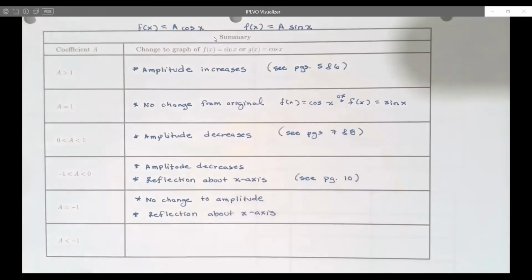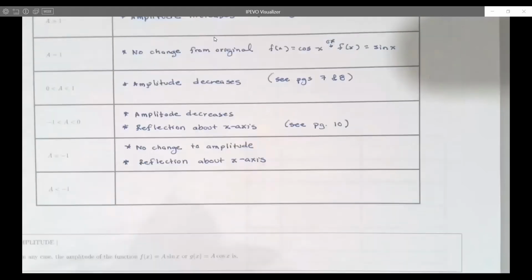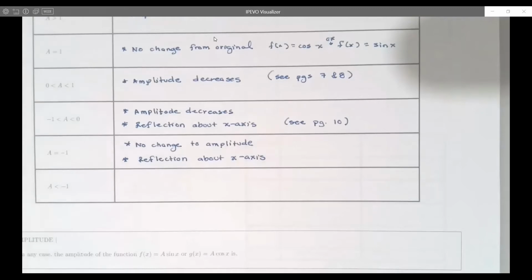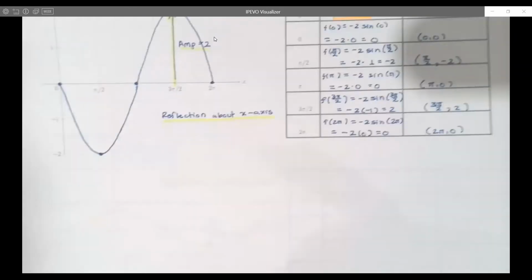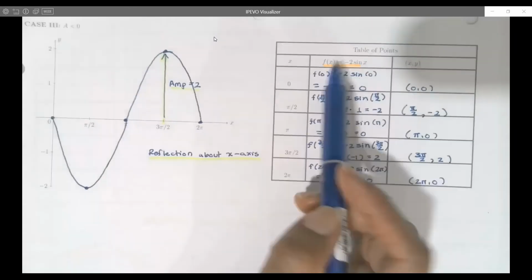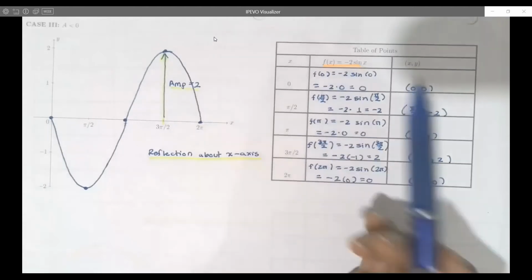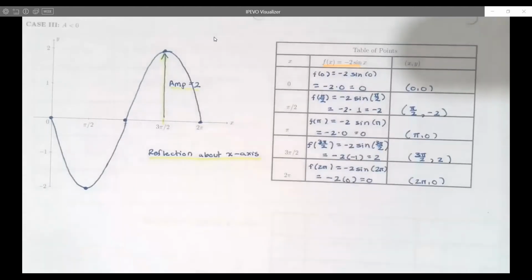All right. And what if it's less than -1? That's actually the tricky part. Let's go back to page 9. Here's the example we had on page 9, where we had -2 times sine of x. What happens to the amplitude? It actually increases.